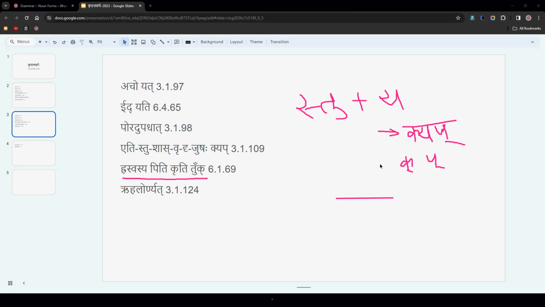So this Kyap pratyaya, is it a kit pratyaya? Kit means kalopa. It is a kit pratyaya because kakara is the it letter in that pratyaya. So because it is a kit pratyaya, guna is avoided. That is number one.